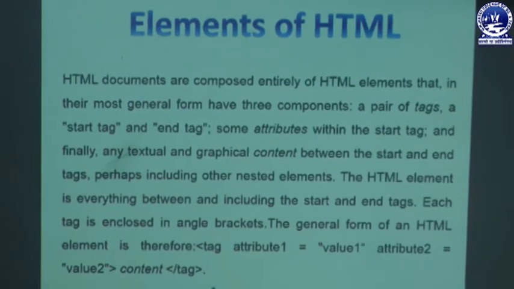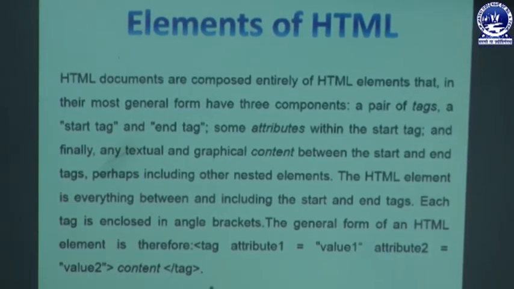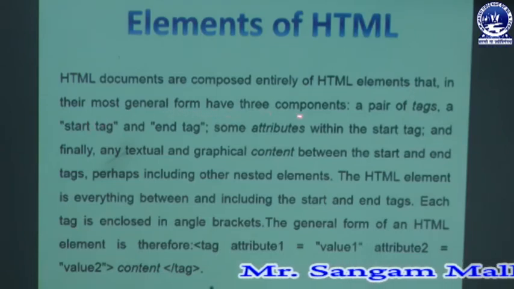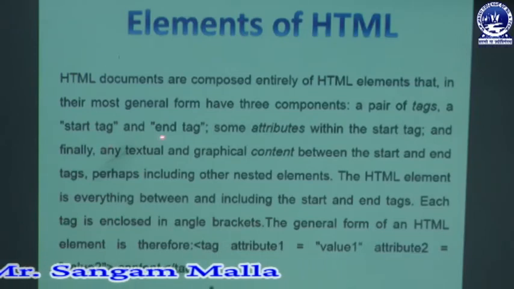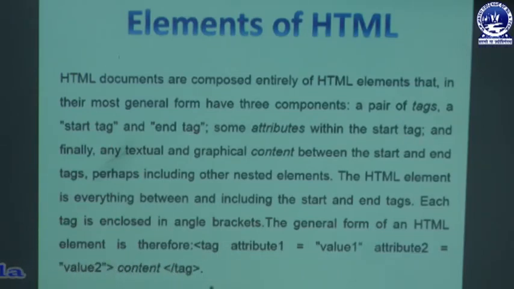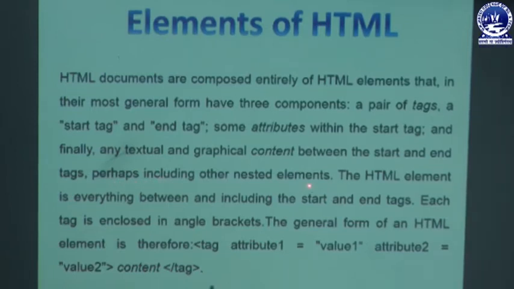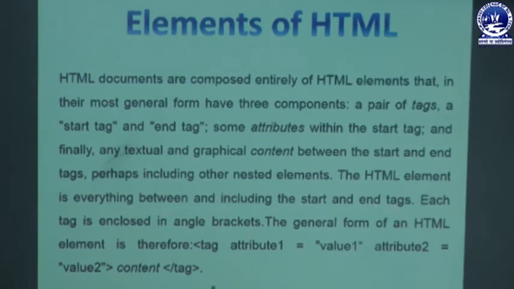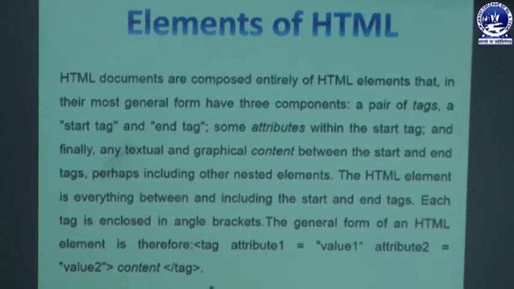Now moving to the elements of HTML. So what do you mean by the elements of HTML? HTML documents are composed entirely of HTML elements that in their most general form have three components: a pair of tags, a start tag and an end tag, some attributes within the start tag, and finally any textual and graphical content between the start and end tags, perhaps including other nested elements. The HTML element is everything between and including the start and end tags. Each tag is enclosed in angle brackets. The general form of an HTML element is here. So this is the general form of an HTML tag.